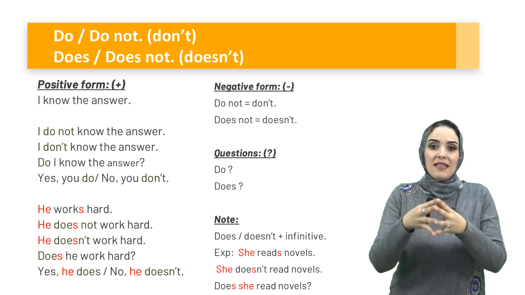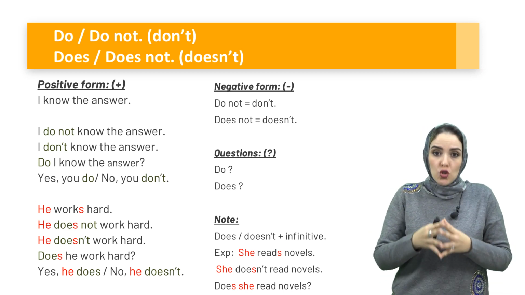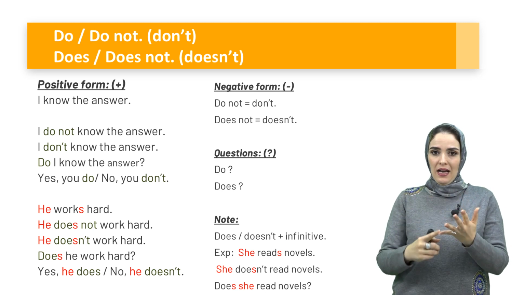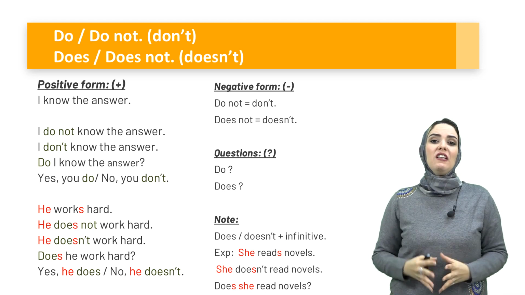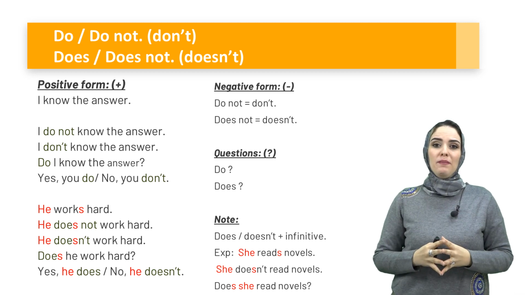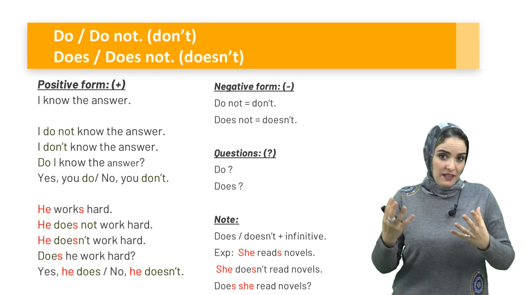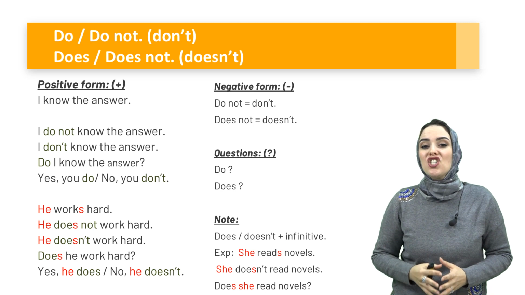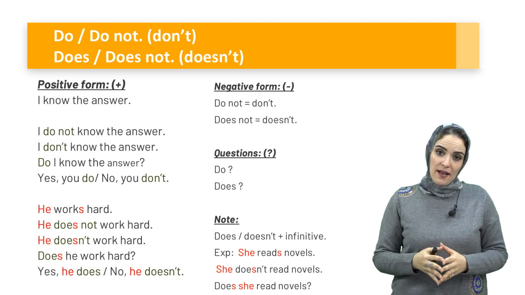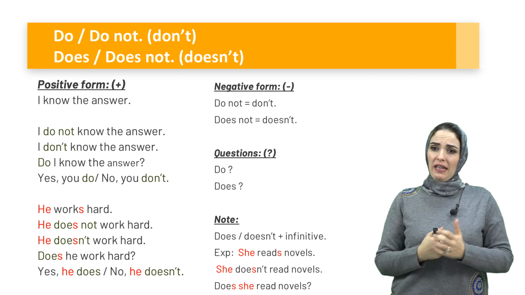The questions, the same thing. We start with the auxiliary. Do goes with I, you, we, and they. Do you speak English? Do you have time? Do you want to come? Do they live in Kenitra? The third person singular, does she? Does she have time? Does she have a brother? Does he work here?